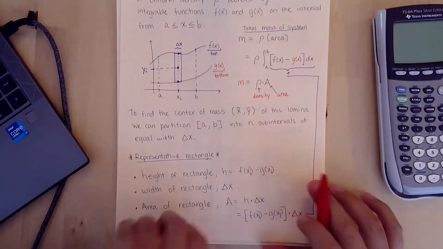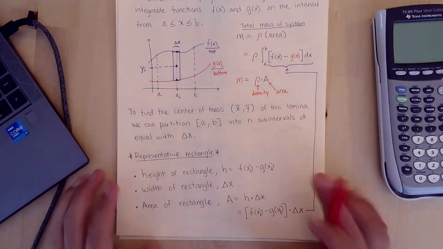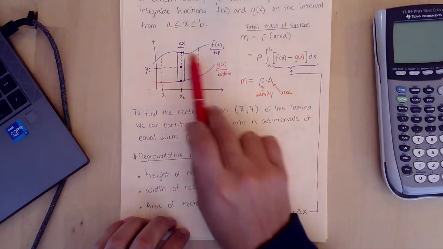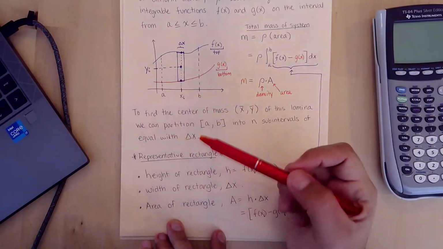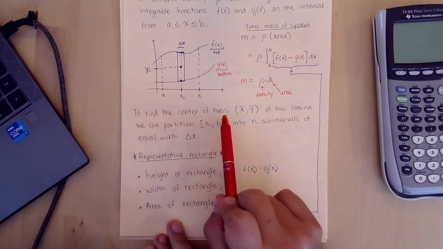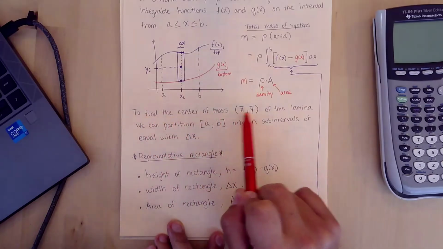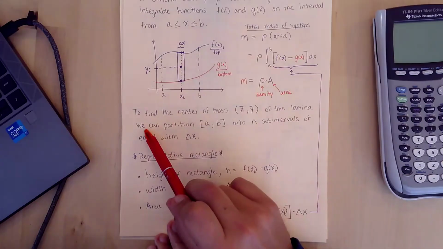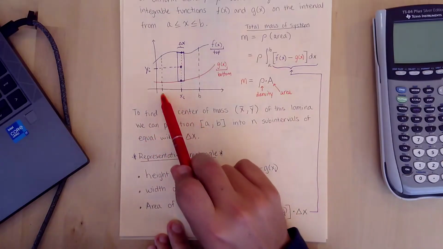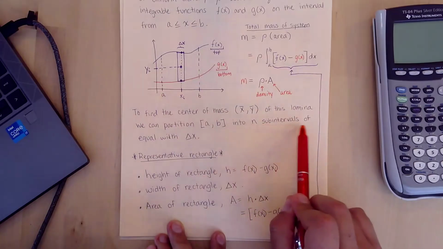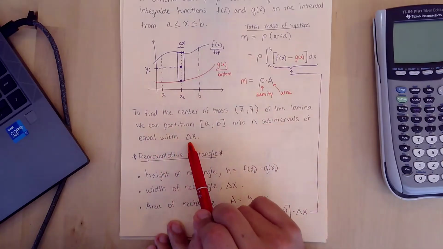Okay, so now things are going to start to get a little bit dicey because we need to chop up this image that we have over here on the left and think about how we would figure out what the center of mass is. So to find the center of mass, x bar, y bar, the coordinates of the central point, that balancing point of the system, we can partition the interval from a to b into little subsections, n intervals of equal width dx.